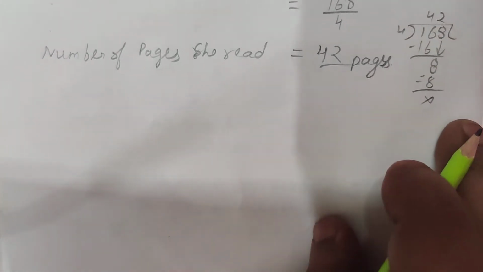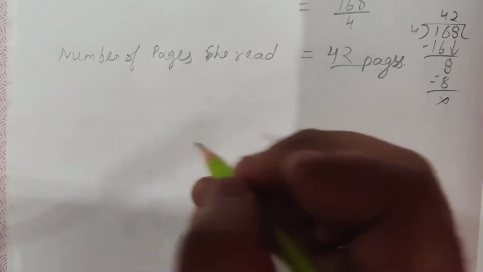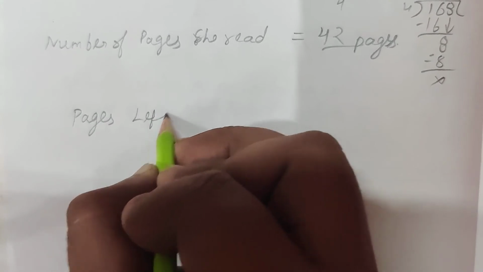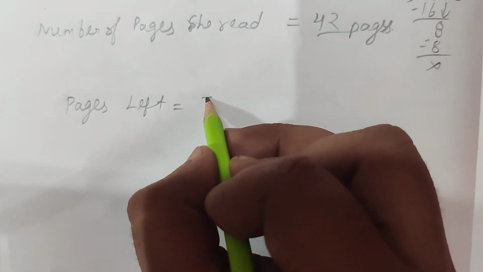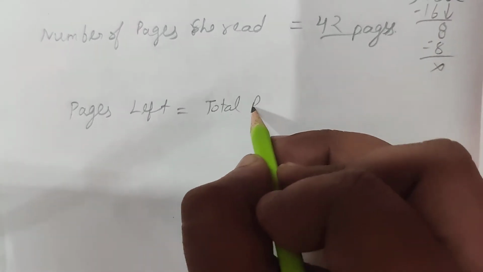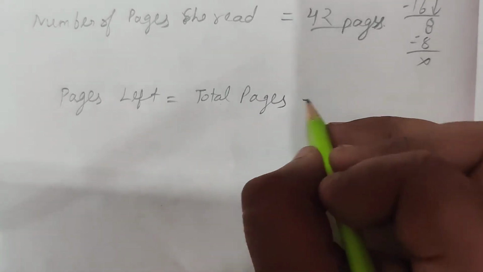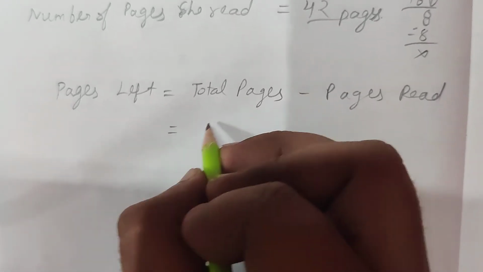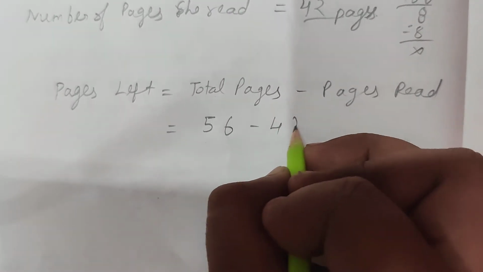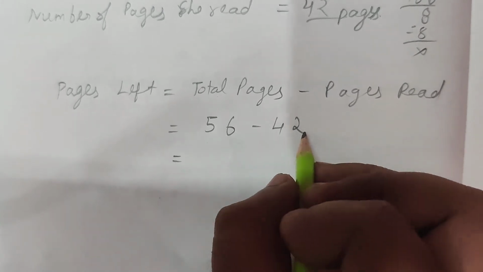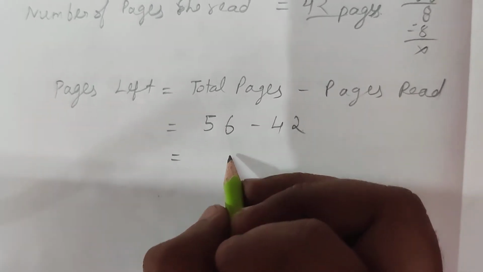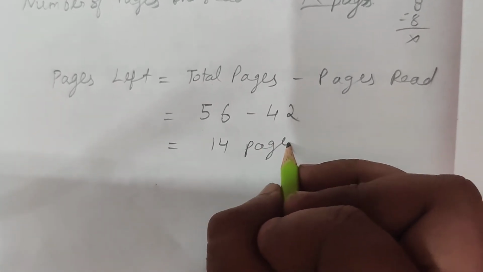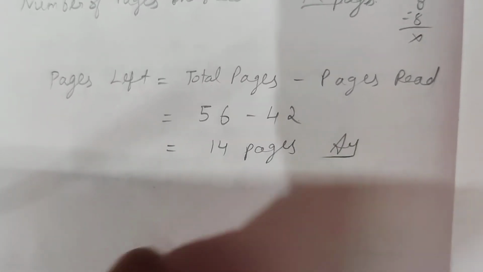42 pages were read by Anshika. Pages left is equal to total number of pages minus pages read. Total number of pages is 56 minus 42. So left pages are 14 pages. That's our answer.